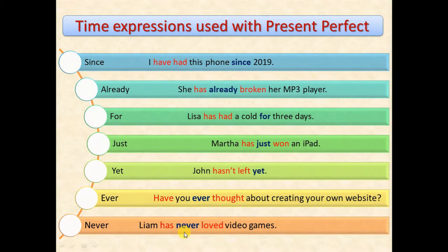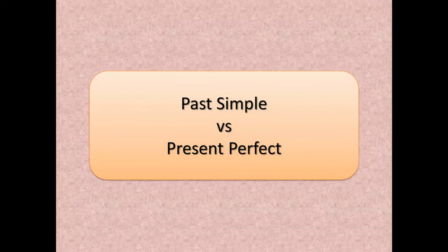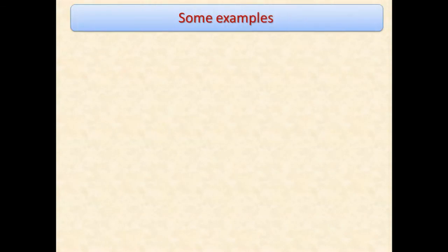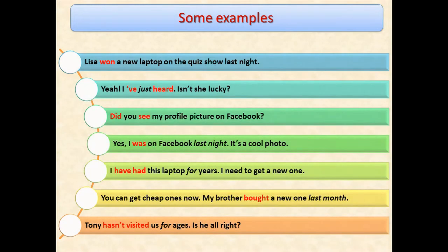As you can probably remember, this is only some practice and to remember the last lesson, which was about past simple and present perfect. And now we are going to exercise the two of them versus one each other. Some examples. Let's see. Here we have the stated time, last night. So this sentence is in the past simple. Lisa won a new laptop on the quiz show last night.